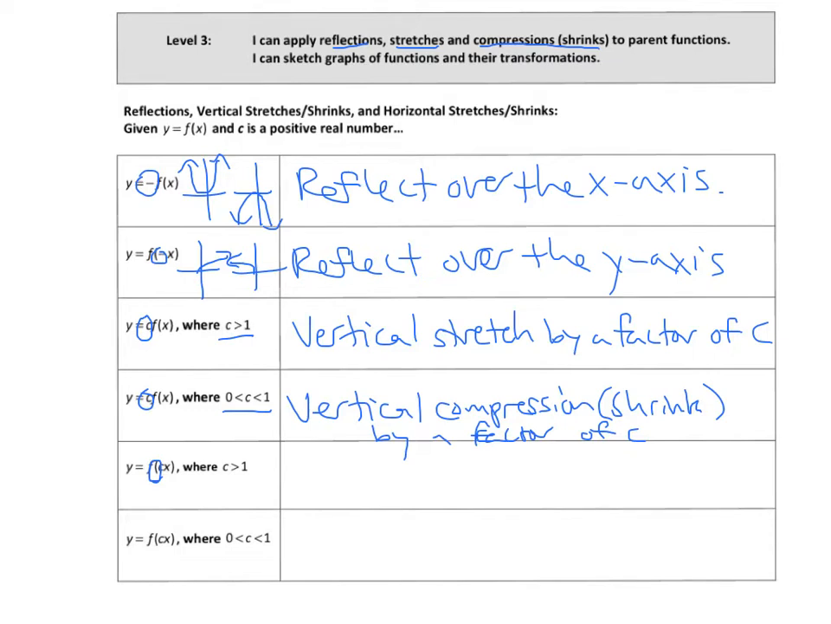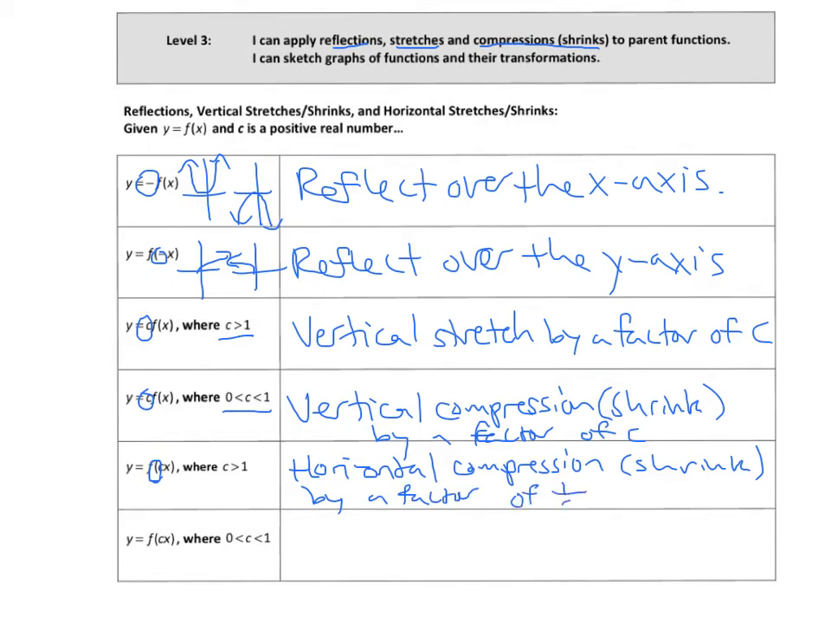So if you have a number greater than 1, it's a horizontal compression or shrink by a factor of 1/c. So for example, if you had f of 2x, the function would get half as wide.